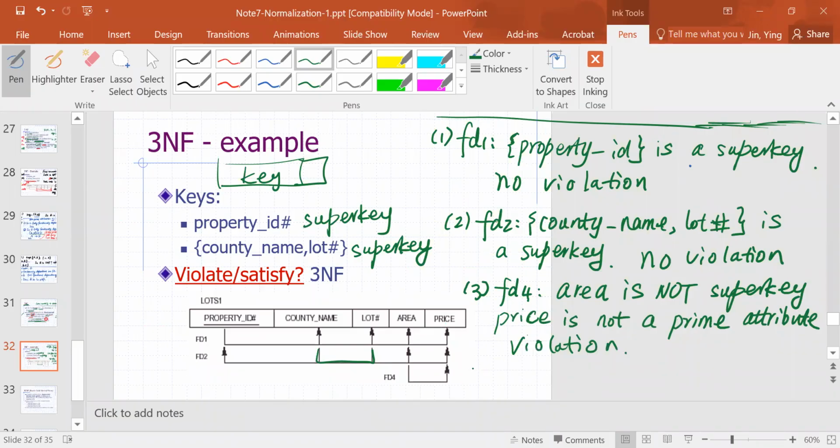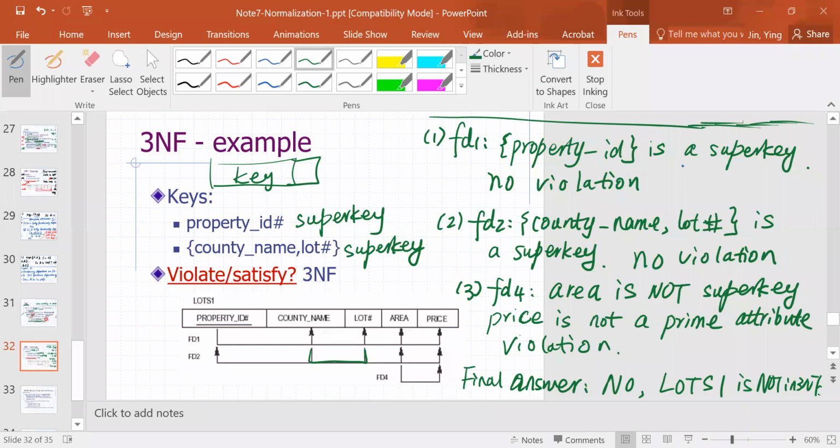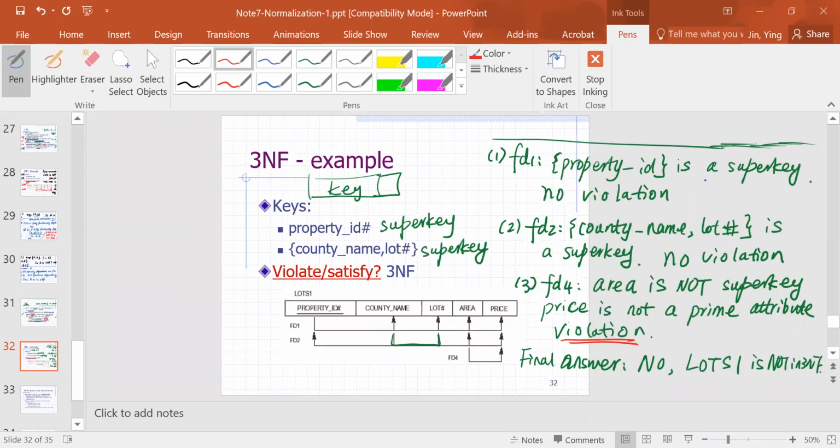Okay, so what is the final answer? Your final answer is no, and this is a relation name. It's not in third normal form. And you don't need to repeat this if you write it this way, because I can see clearly you show me the relation here. Another way, after you finish this, well, where can I put it in? Okay, let me put this here.